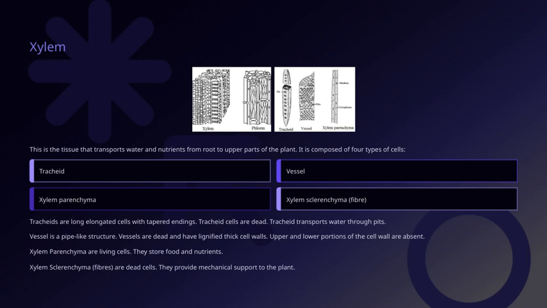Finally, xylem also includes sclerenchyma fibers, which are dead cells that provide mechanical support. They help maintain the plant's structure and rigidity, especially as the plant grows taller and faces various stresses. So, in summary, xylem is a complex tissue composed of these 4 cell types, each playing a specific role, whether it's water transport, storage, or support, all working together to keep the plant healthy and functional.